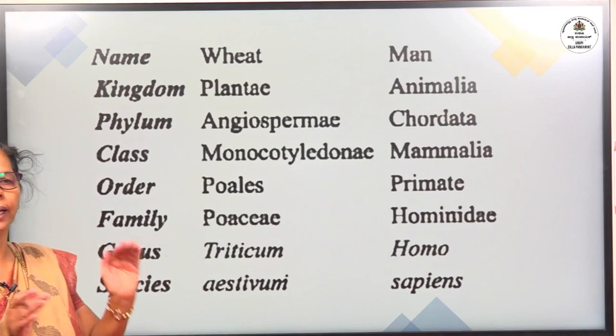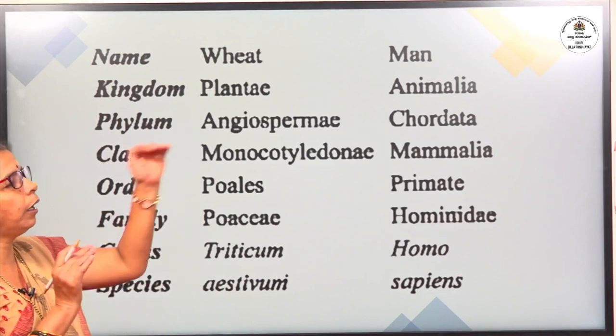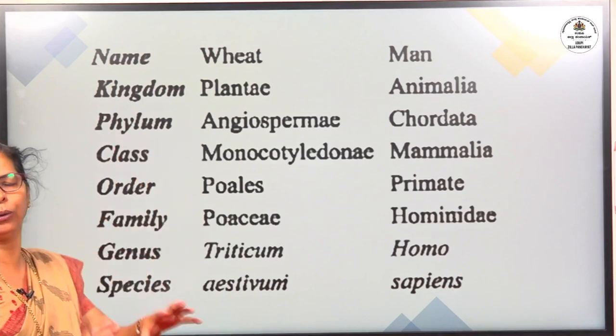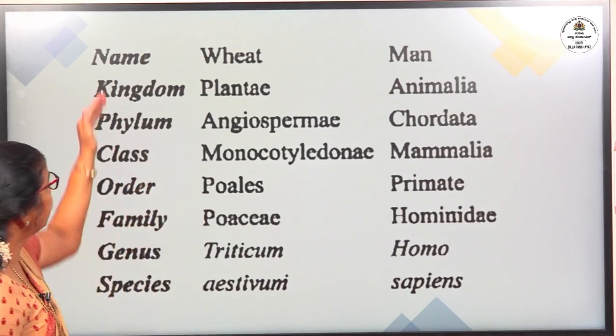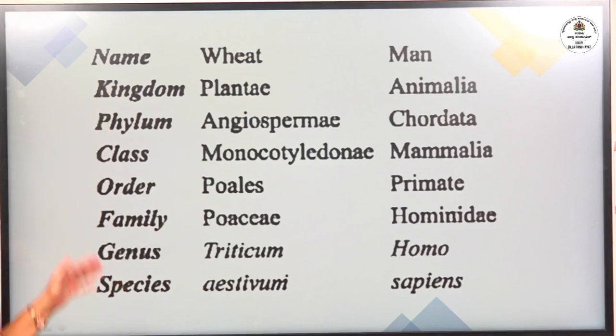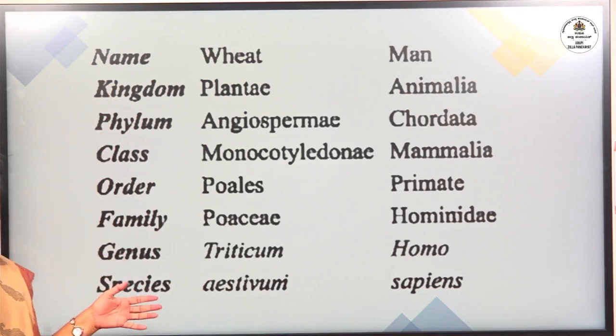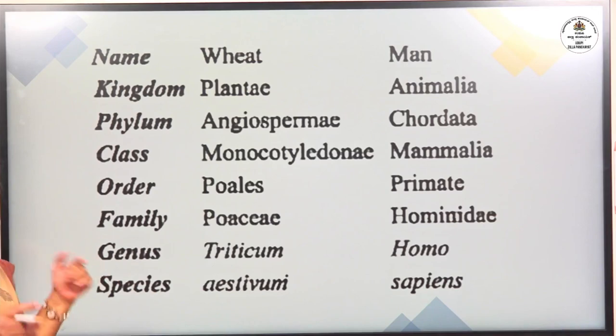So how we classify and place a living organism, Carolus Linnaeus introduced this system, and these categories of taxa are also known as the Linnaean hierarchy. So always it is in ascending order. Okay.